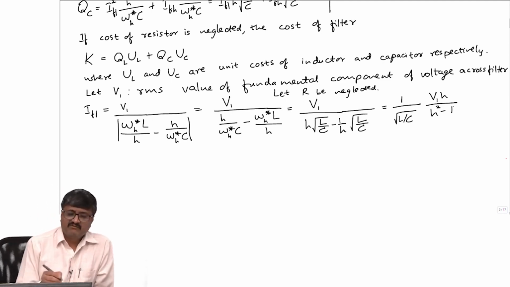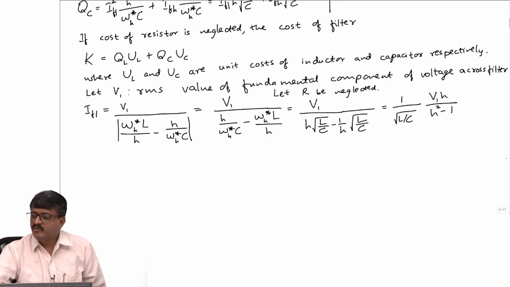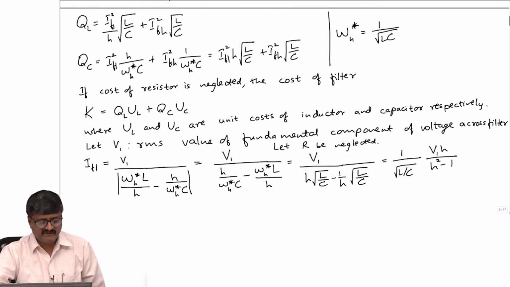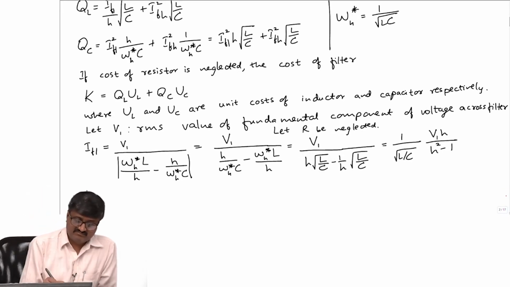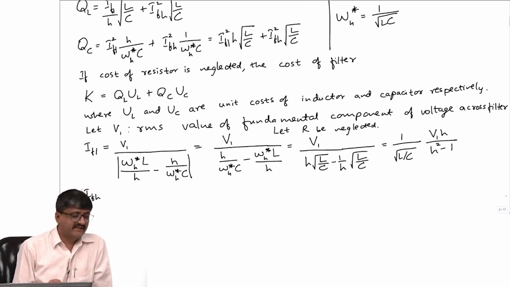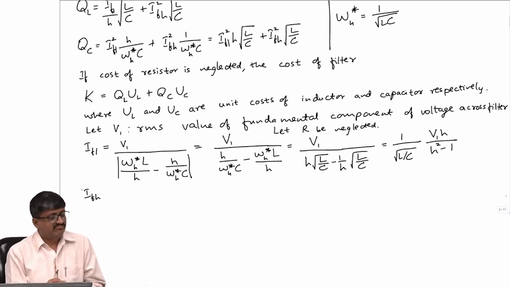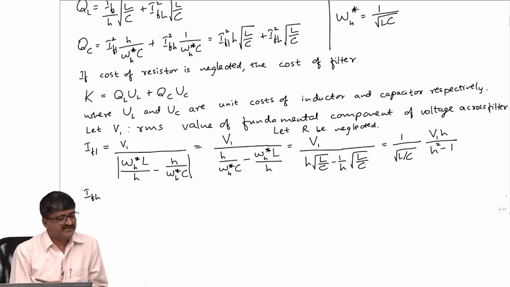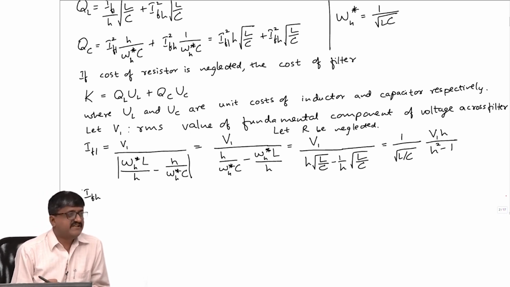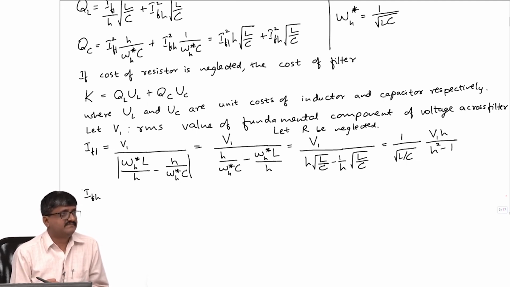Okay. Now if you look at either QL or QC, there is not only IF1, IFH is also there. So there is an IFH, which is the RMS value of the current of harmonic order H. Now how to get IFH? Can I write IFH in terms of IH?